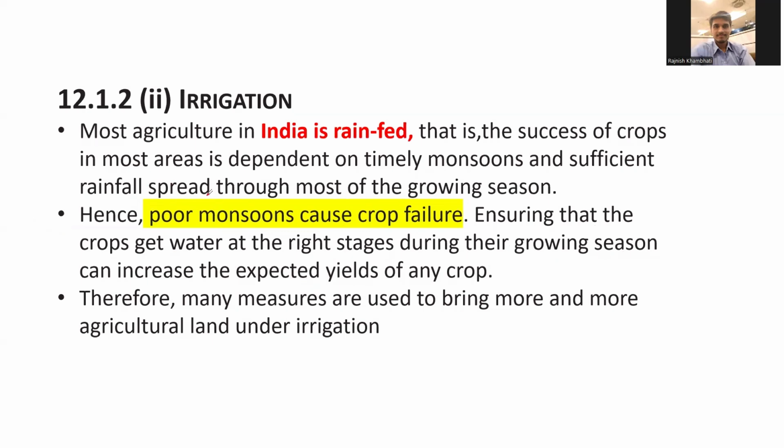See, there are two sentences. If the monsoon is poor, it will cause crop failure. But we don't want that. So what we can do is ensure irrigation in the growing season, so that we can get expected yields over here. Expected yields. Three points are there. Okay. If the monsoon is not there, no problem. We can ensure irrigation.